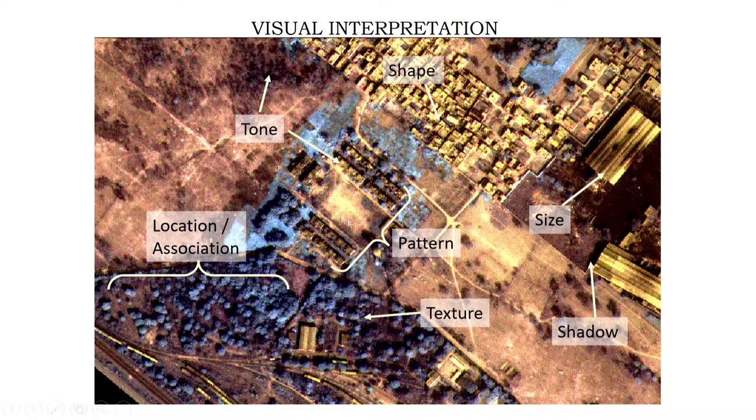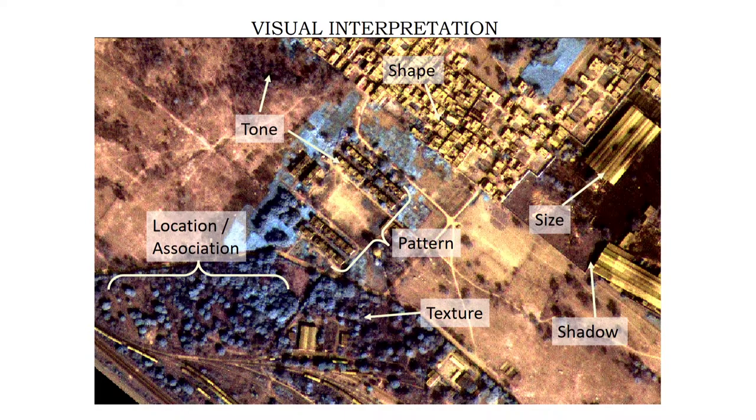Or if this is a building and you have a number of playgrounds, you may say it's an educational institute. So basically using these elements of shape, pattern, meaning how the buildings are arranged, the texture, the size, the shadow, tone or the color, and the association between the various elements which are placed, like a chimney and a building, you can say this appears to be a factory. So we call it the association basically.